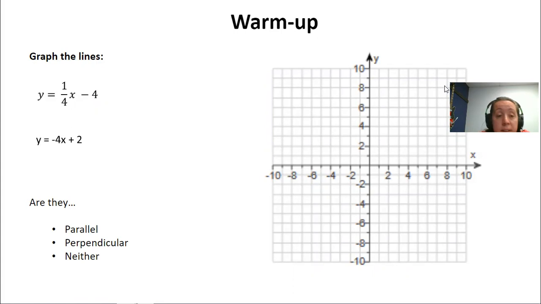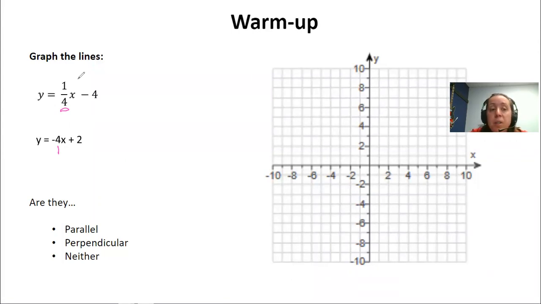So we got to look at the slopes, right? And I don't have a drawing tablet yet, so I'll have to use my finger. But this slope and this slope, they are the opposite reciprocals of one another. It's got to be flipped and the opposite sign. If both of those things are happening, then they are definitely perpendicular. Very good.